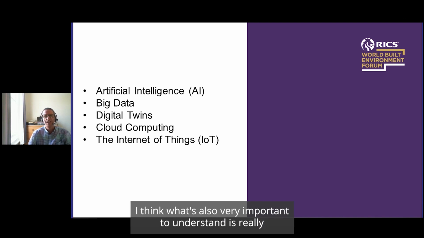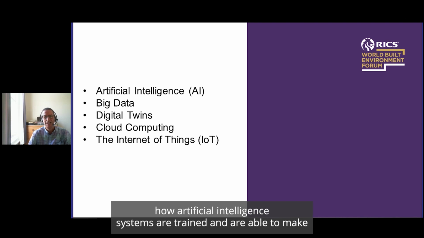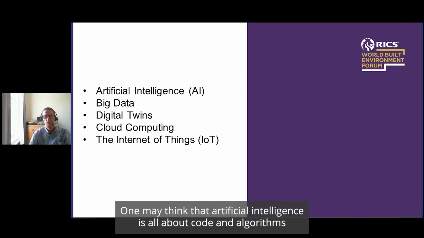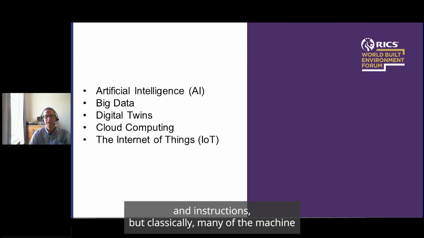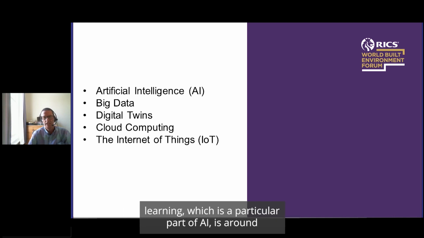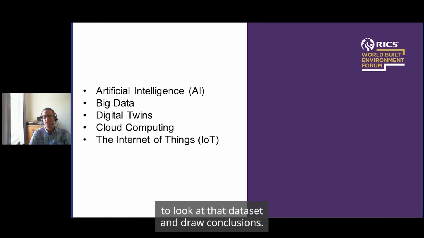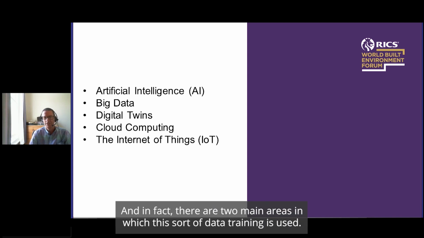I think what's also very important to understand is how artificial intelligence systems are trained and are able to make these kinds of human-like decisions, because training of AI is a critical part. One may think that artificial intelligence is all about code and algorithms and instructions, but classically machine learning, which is a particular part of AI, is about teaching machines to understand through a large data set, to look at that data set and draw conclusions. And in fact, there are two main areas in which this sort of data training is used.